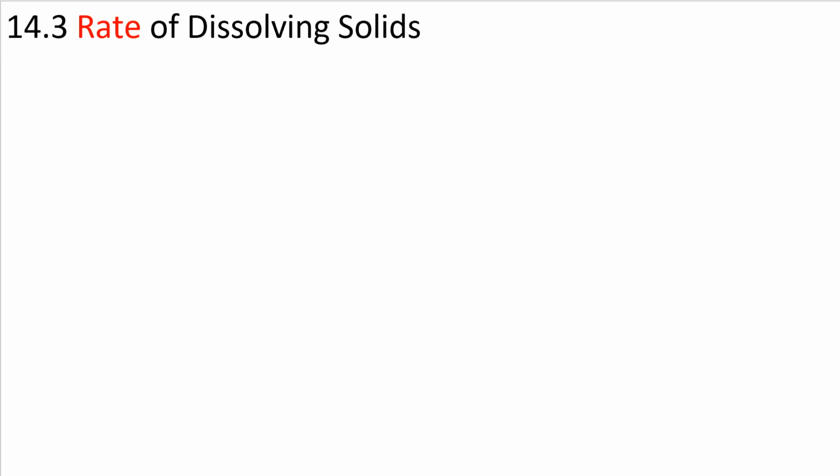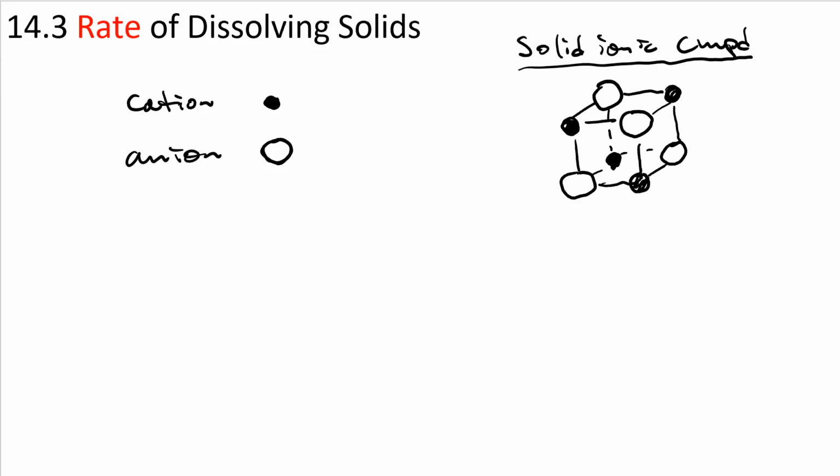Rate of dissolving solids. This picture of a solid ionic compound will look familiar. Let's let a cation be a small black sphere and an anion be a larger white sphere. So here's a fraction of a unit cell in a simple cubic solid ionic compound.